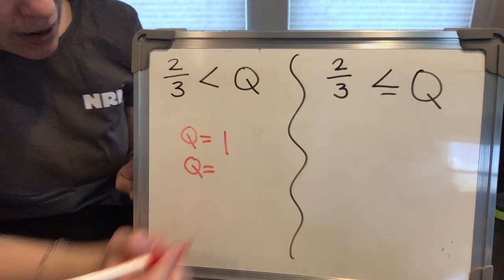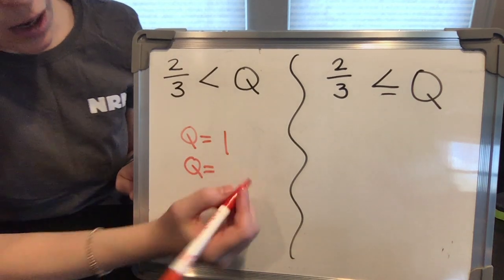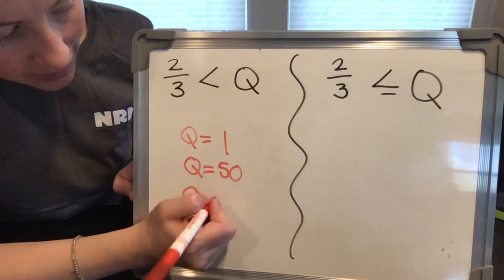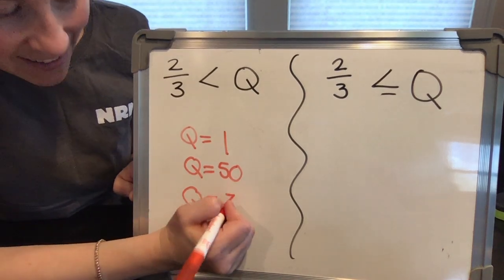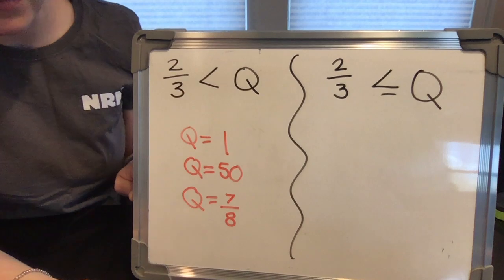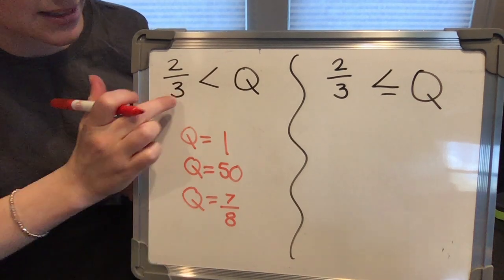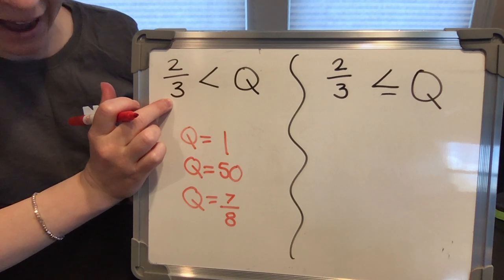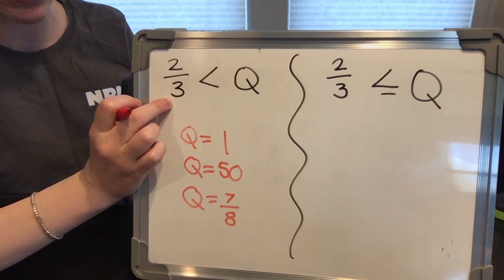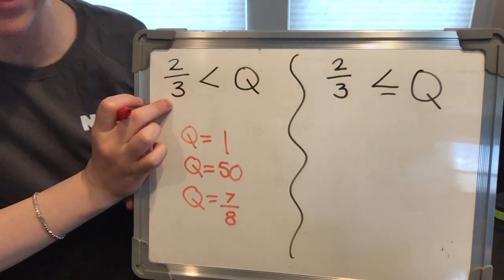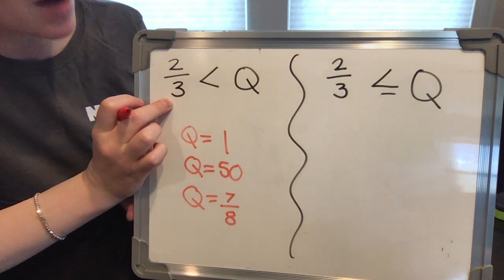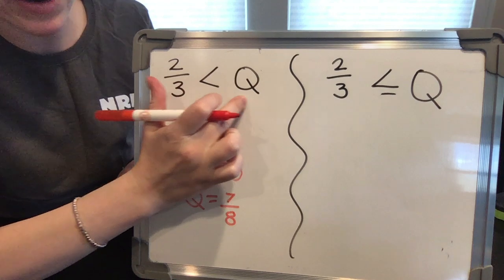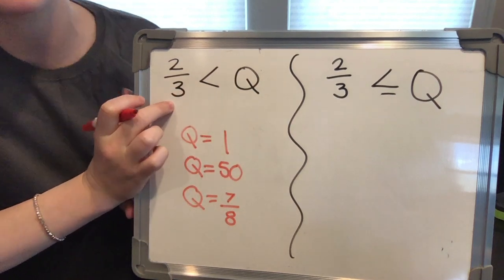Let's see, I could have 50. That's way bigger than 2/3. I could have a number like 7/8. What cannot go here is anything that's less than 2/3. So I can't have a small number like a half. I can't have a 0. I can't have anything negative. I also cannot have 2/3, because since Q has to be bigger than 2/3, I can't have exactly equal to 2/3.